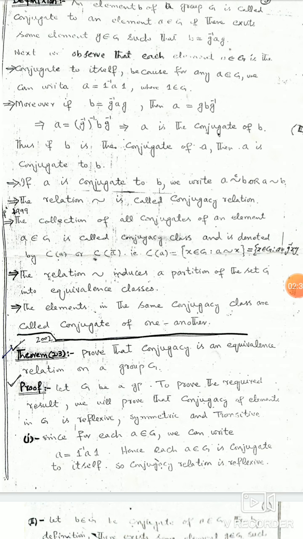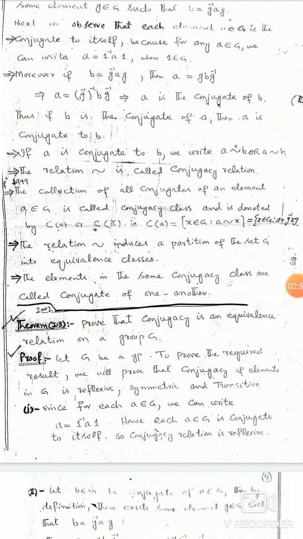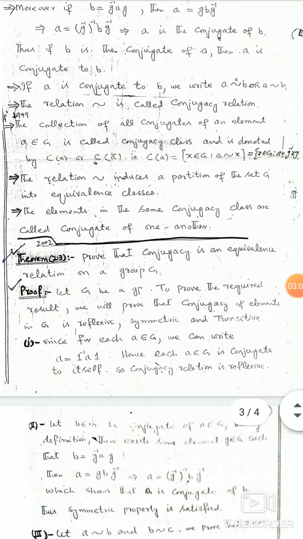The collection of all the conjugates of an element a belonging to G is called the conjugacy class and is denoted by C(a) or C(a) bar, that is C(a) is equal to {x belongs to G such that a is conjugate to x}, which is {x belongs to G such that x is equal to g inverse a g}. This indicates a partition of the set G into equivalence classes. The elements in the same conjugacy class are called conjugates of one another.